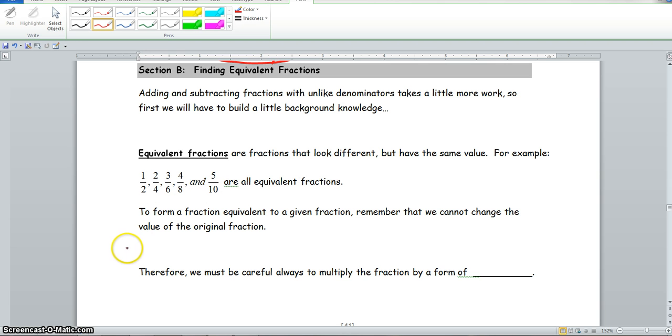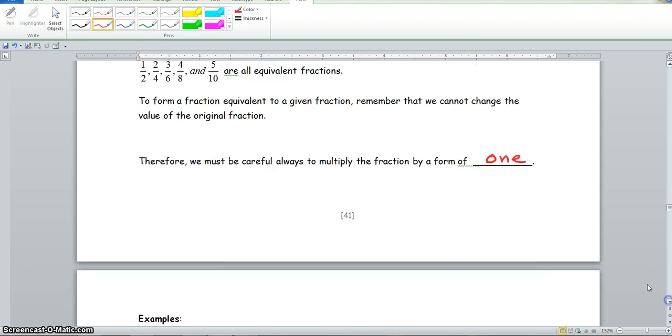To form a fraction equivalent to a given fraction, remember that we cannot change the value of the original fraction. Therefore, we must be careful always to multiply the fraction by a form of 1. The reason for this is we know whenever we multiply by 1, it does not change the number. Like if we have 5 times 1, we know that's 5. If we have negative 6 times 1, it's negative 6. So we know multiplying by 1 does not change the value of the number.